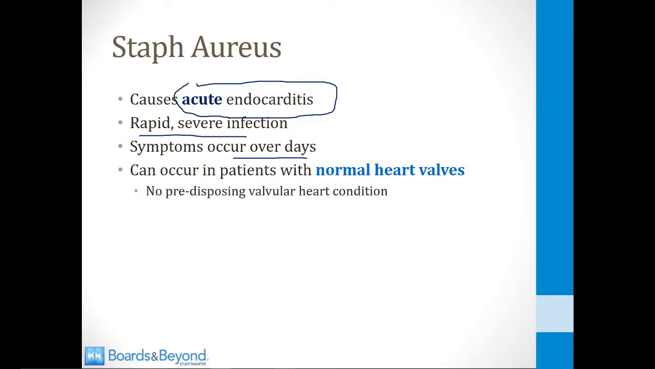And because this bacteria is so virulent, it can infect patients who have normal heart valves. As we'll talk about in a minute, some bacteria with low virulence only infect damaged heart valves. That's not true for Staph aureus. You can have completely normal valves, and this bacteria will still cause endocarditis. In other words, patients do not need to have a predisposing valvular heart condition to develop endocarditis with Staph aureus.